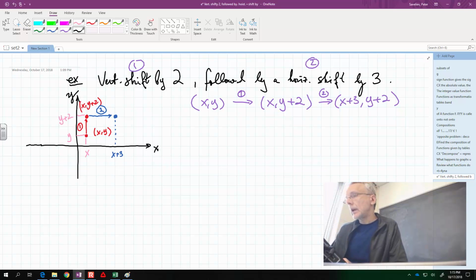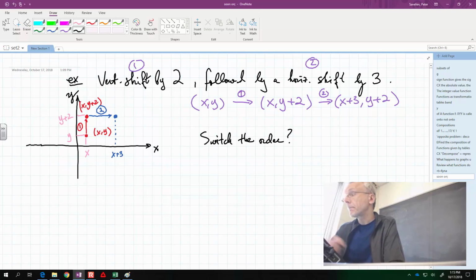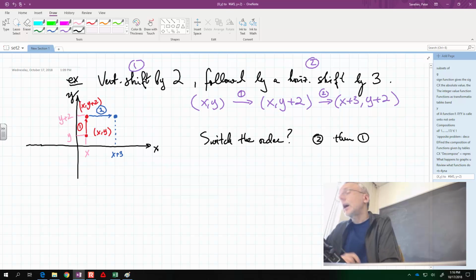What if I flip the two? Flip meaning flip the order of operations. So switch the order. What's going to happen? Switch the order. So step number 2, then 1. Same steps in the opposite order. It'd be the same outcome. Ariel, can you explain?